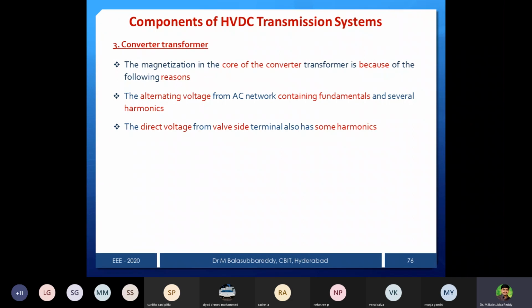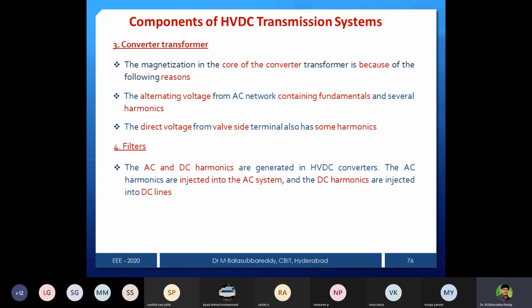And the direct voltage from the valve side terminals also has some harmonics, and those harmonics will affect this. So that is the reason we have to use filtering, AC filters as well as DC filters. That is the case here. Three different types of filters will be used, AC filter as well as the DC filter, and some of the filter names I will quote here.